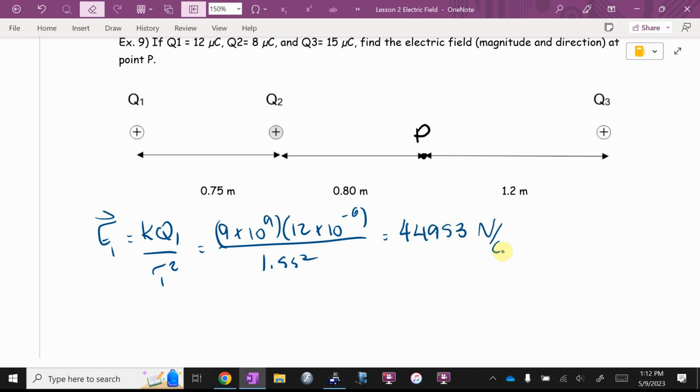That's newtons per coulomb. Direction. Which way would a positive want to move because of Q1? Would it get attracted left or repelled right? Good.